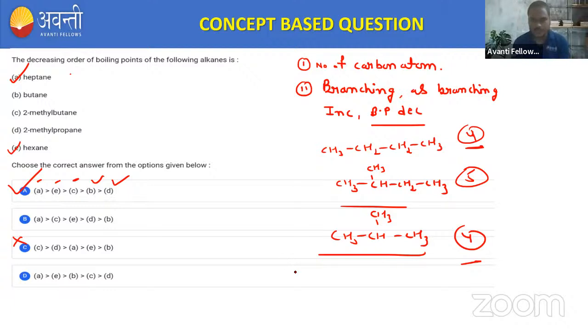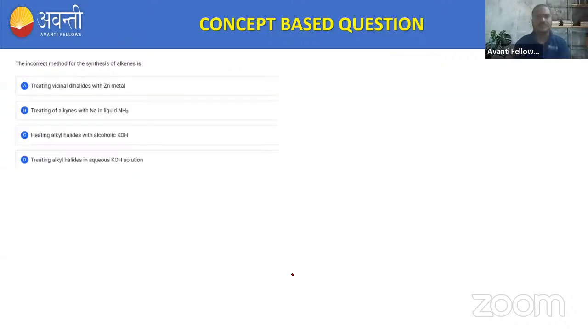चलो, next, the incorrect method, right? In this, they are asking for the incorrect method for the synthesis of alkene. So which of the following is the incorrect method, right? The first one is, alkene का synthesis करने के लिए, treating vicinal dihalide with zinc metal. So this is absolutely true, beta, because we all know what is vicinal dihalide.